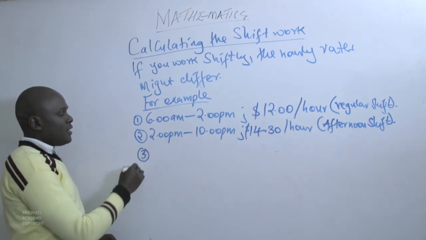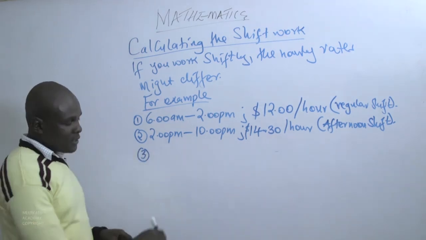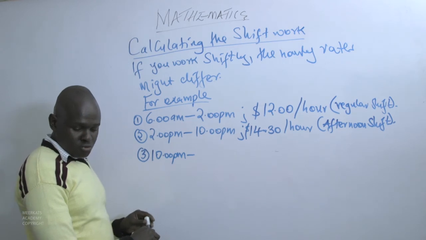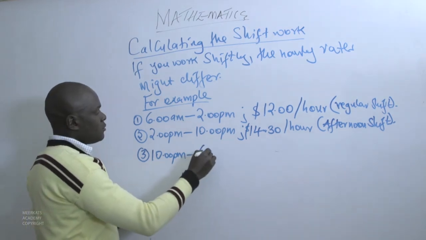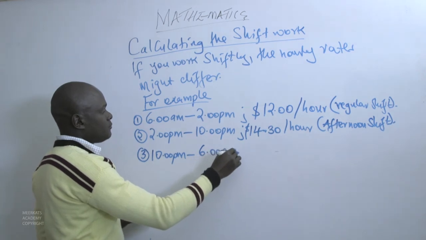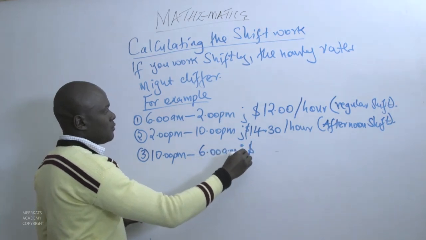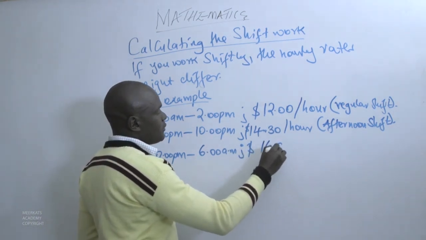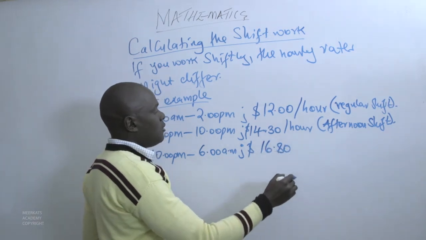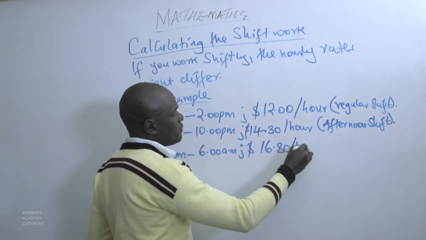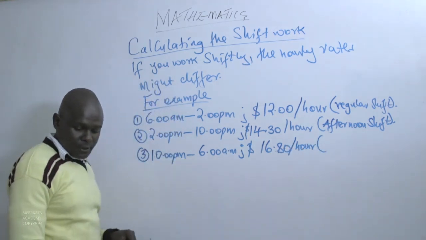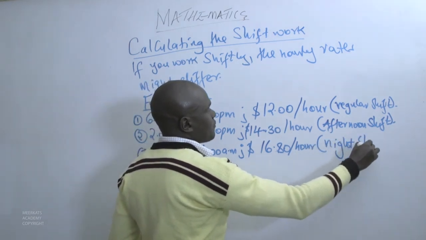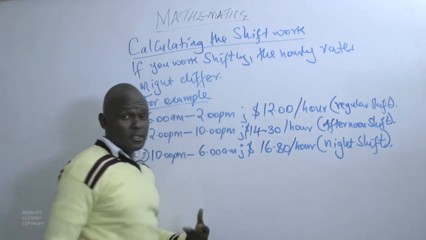And we can have a third shift which can start from 10 p.m. to 6 a.m. This shift can have a rate of $16.80 per hour, and this shift is taken to be the night shift.